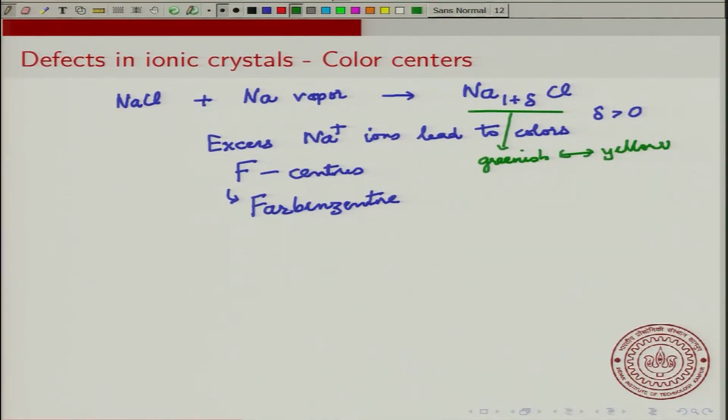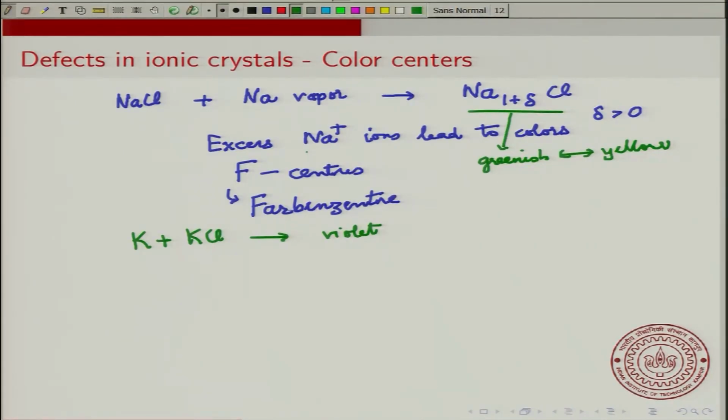You can also get, for example, in K plus KCl, so KCl with K vapor, you get violet color. Actually, it is not very hard to show why the presence of excess charge will lead to these colors. So there are other defect centers.